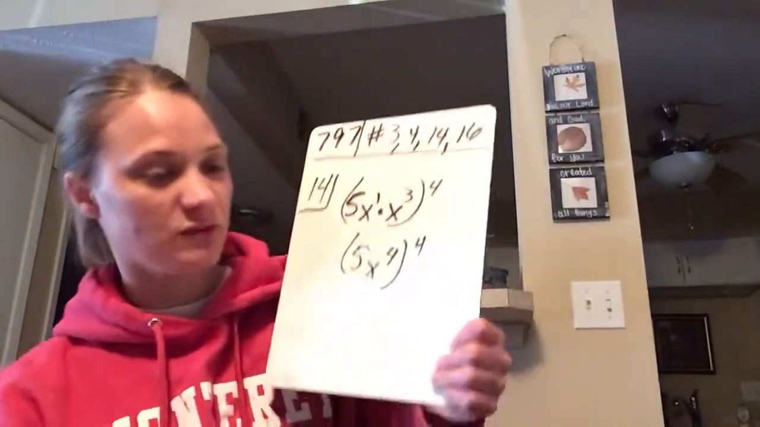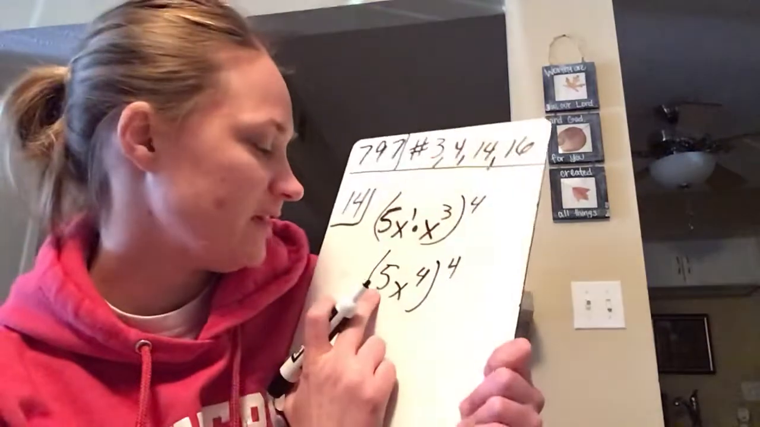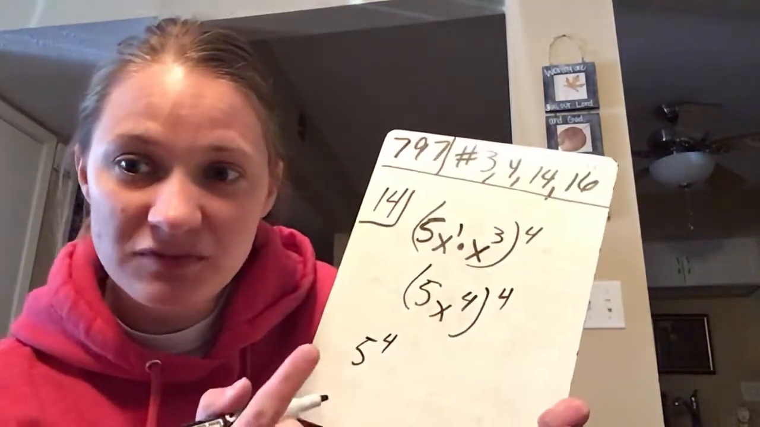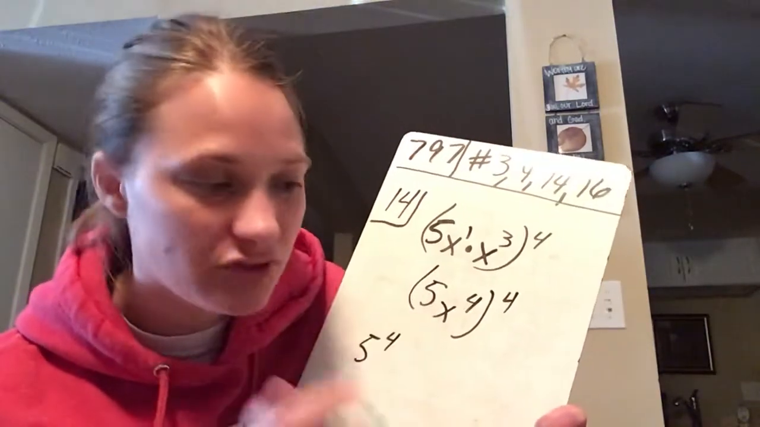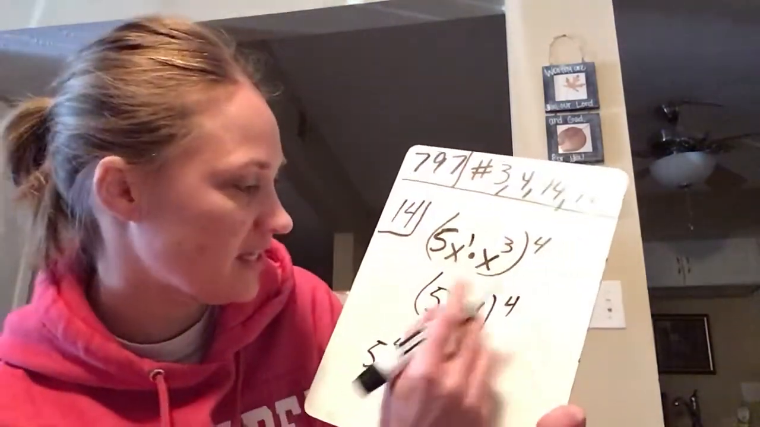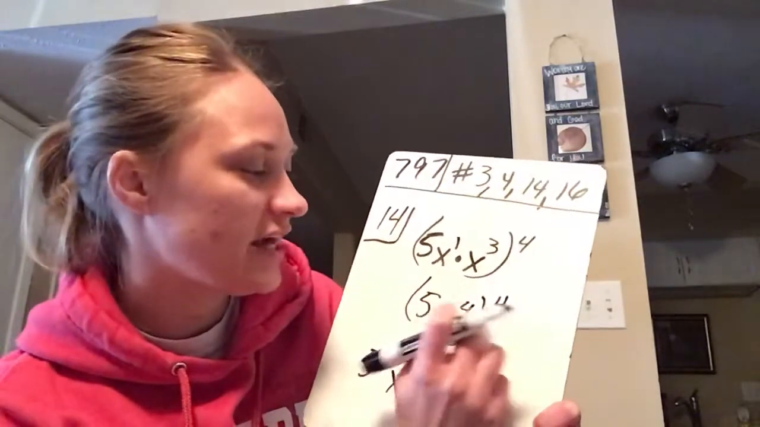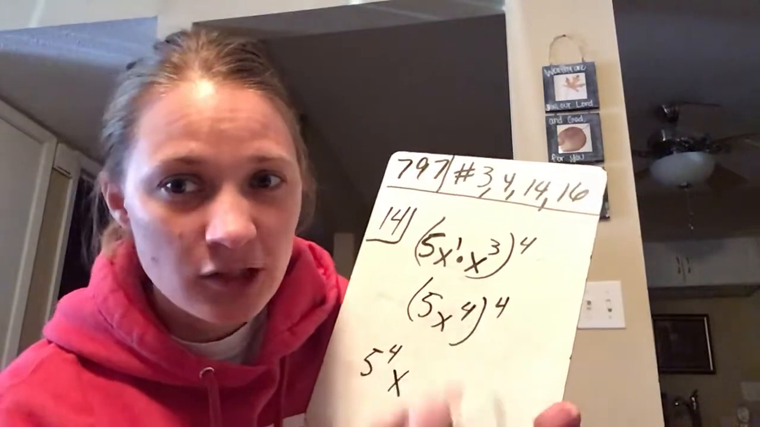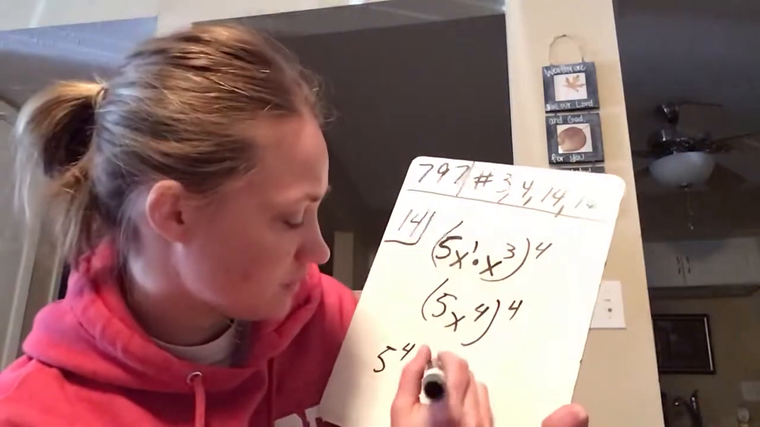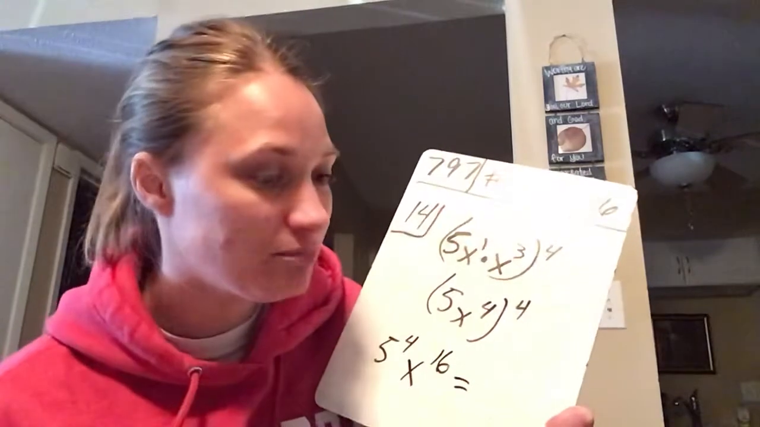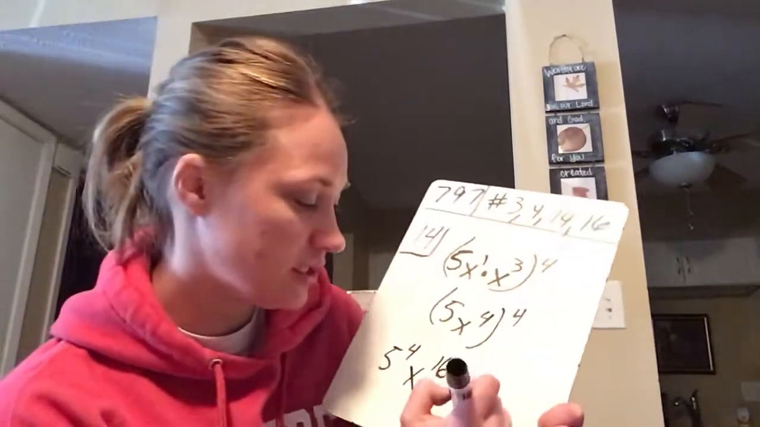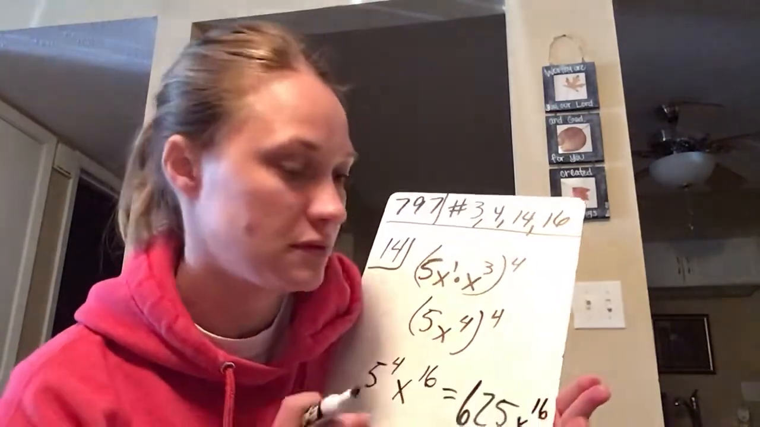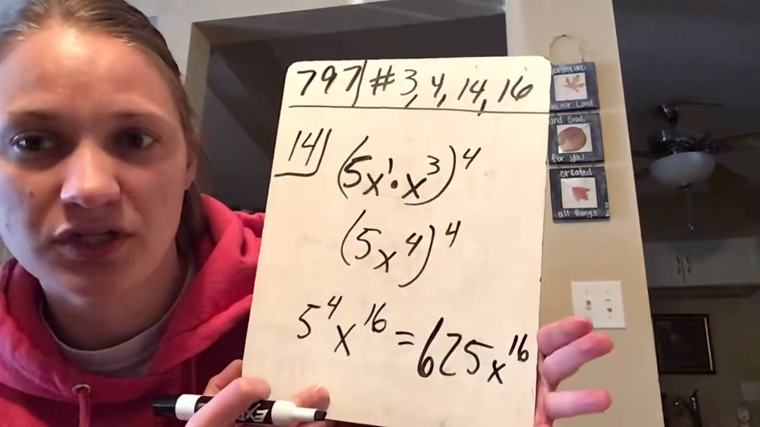So this kind of becomes like number 3 now. I'm going to take 5 and raise it to the 4th power. 5 times 5 times 5 times 5, 4 5s. And then I'm going to take x and 4, and I multiply them. I add when it's times, and then I multiply when it's raised to the power. So that becomes x to the 16. Now the book's going to go ahead and take 5 to the 4th power and give you 625. x to the 16. Okay, that's number 14.